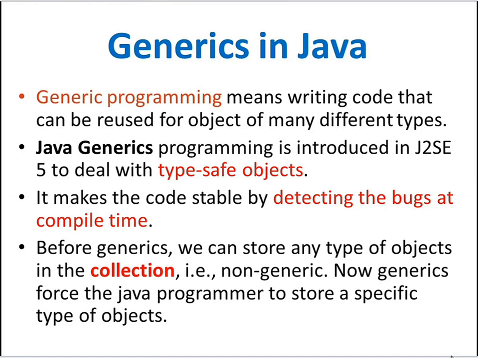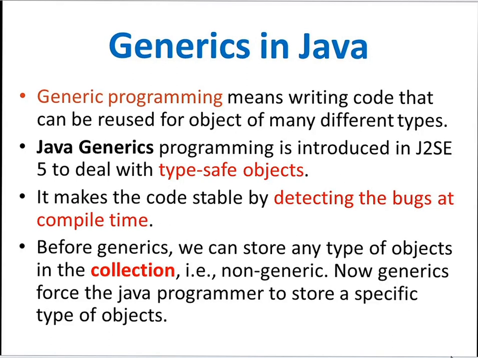Before the generic programming concept was added in Java, we could store any type of objects in a collection. Here, a collection is a container. That is non-generic. Now, generics force the Java programmer to store a specific type of object, meaning the same type of objects, in a single collection or a single container.